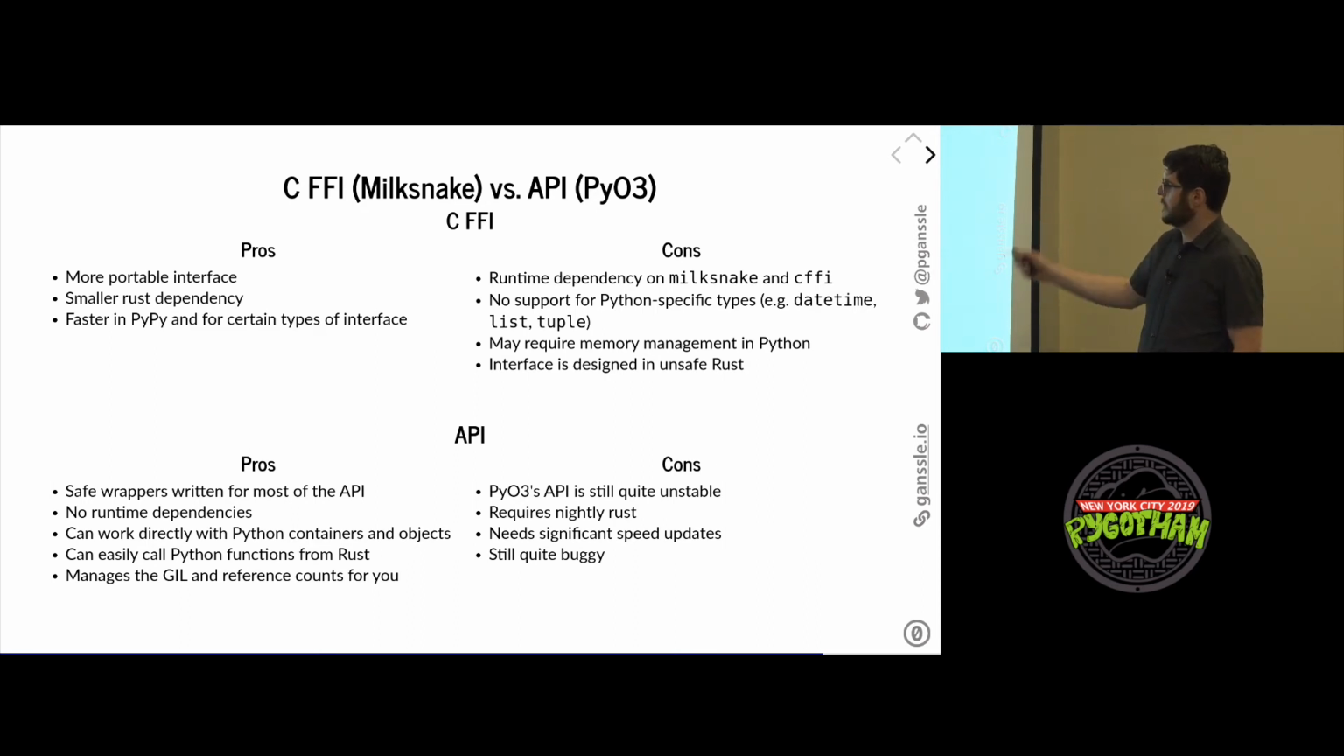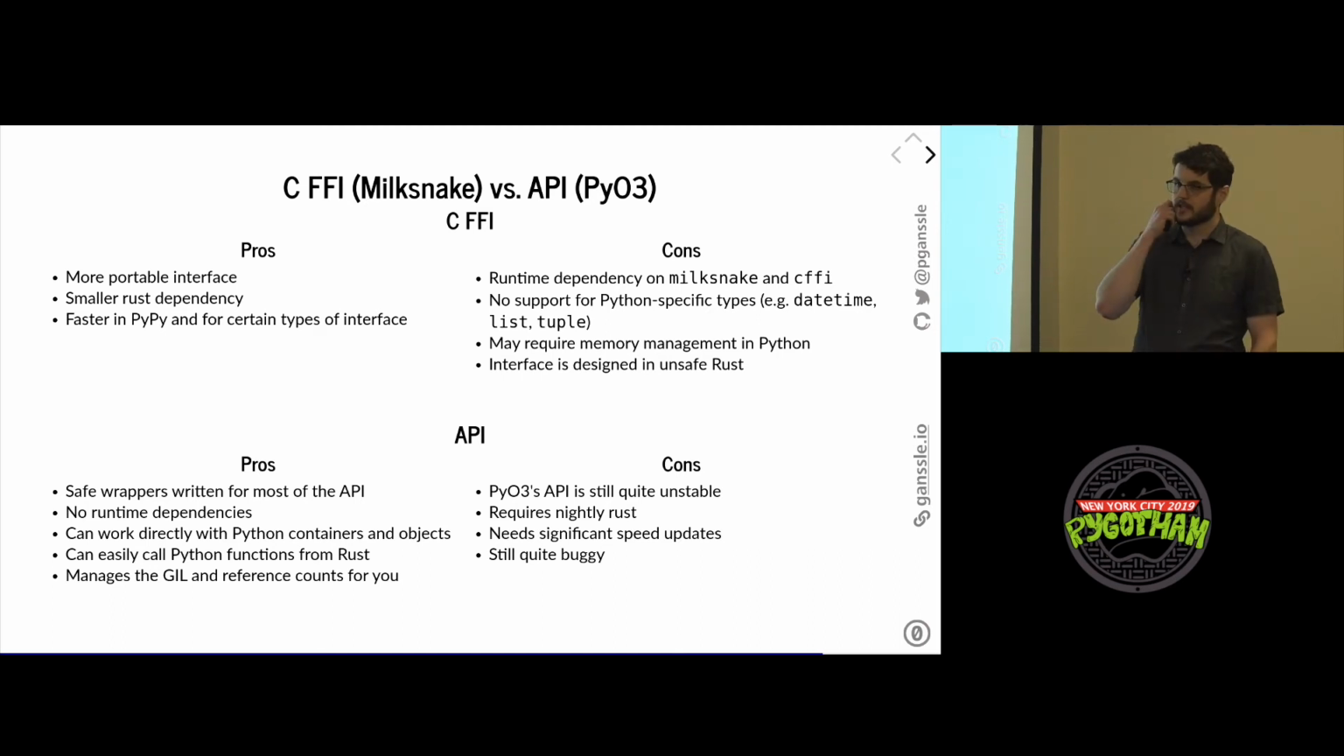For the PyO3 API, the benefit is that most of what you're writing is safe Rust. It has no runtime dependencies. It can work directly with the Python containers and objects from the standard library. It can also easily call Python from Rust. And it manages the GIL and reference counts, and it has a lot of abstractions around that. The cons, it requires nightly Rust, which some people, especially people who have certain packaging requirements, find to be onerous. I've never found it terribly onerous.